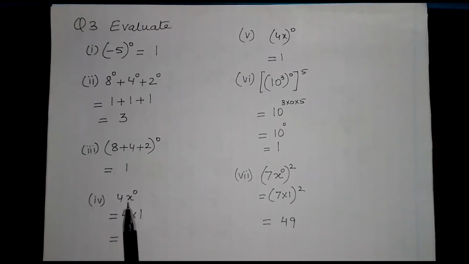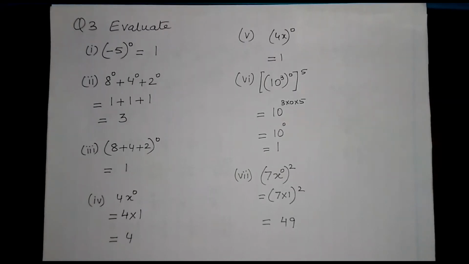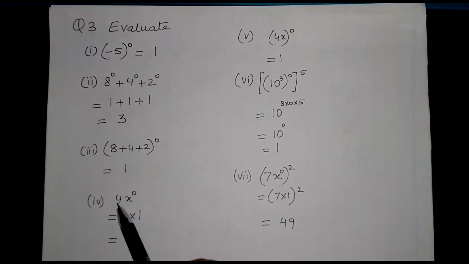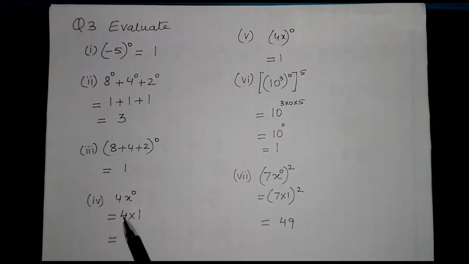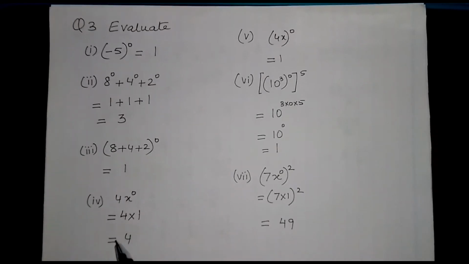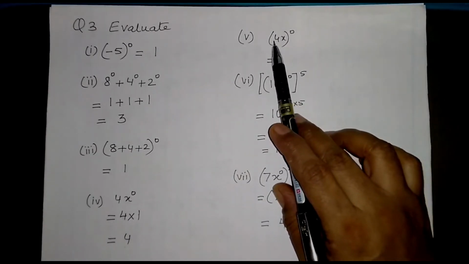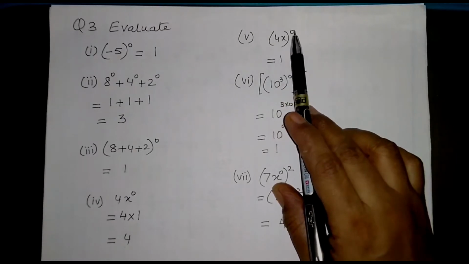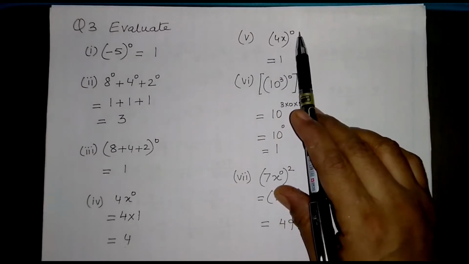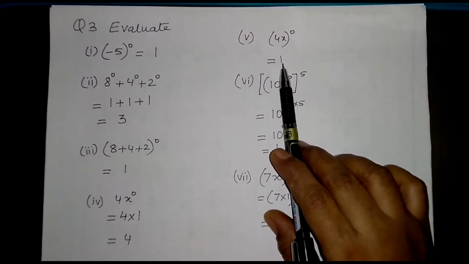Now fourth sum, 4 into x raised to 0. Here this 0 power is only for x, not for 4. So 4 will remain as it is and x raised to 0 will be 1. So 4 into 1 is 4. Compare these two sums. See, here 4 and x both have power 0. So we'll consider them together as one unit and final value will be 1.